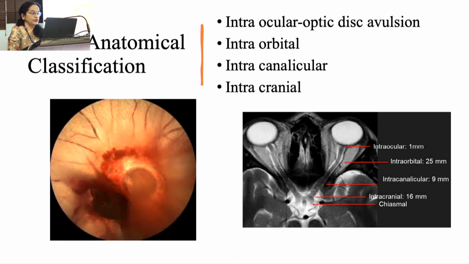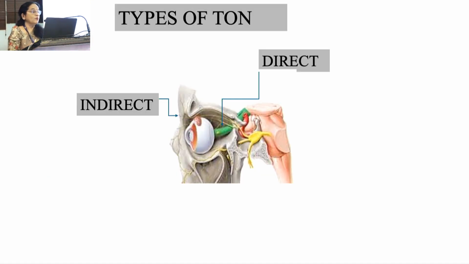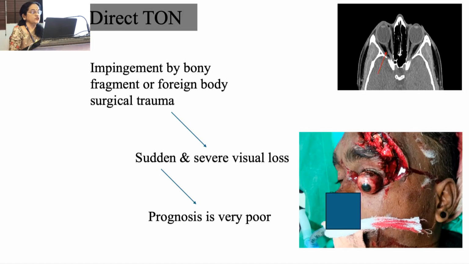I am not going into the detail. But what is more important is the type of the injury, that is whether it's a direct injury directly affecting the nerve or an indirect mechanism. Direct injury is due to direct trauma to the nerve from a bony fragment or a foreign body, or, as you can see, a severe head trauma which directly injures the optic nerve and produces severe and sudden visual loss, and the prognosis is very poor.